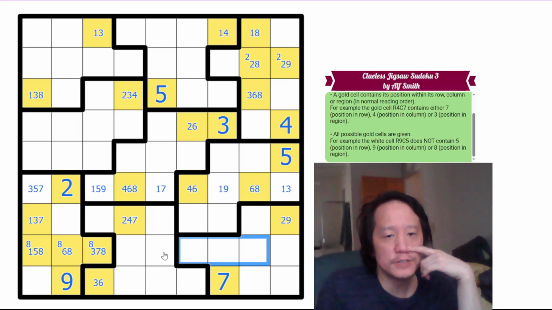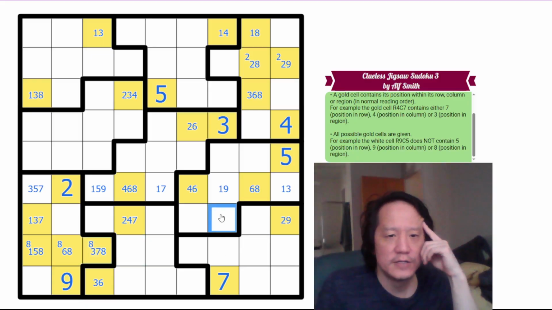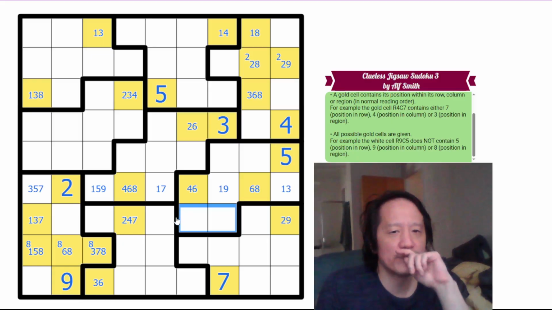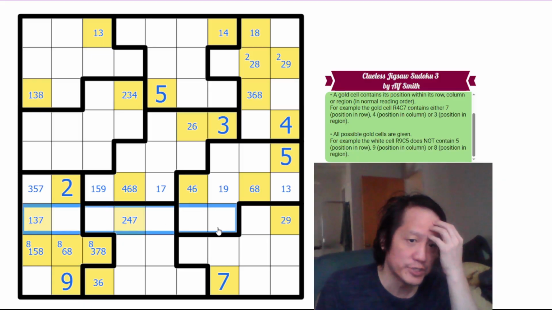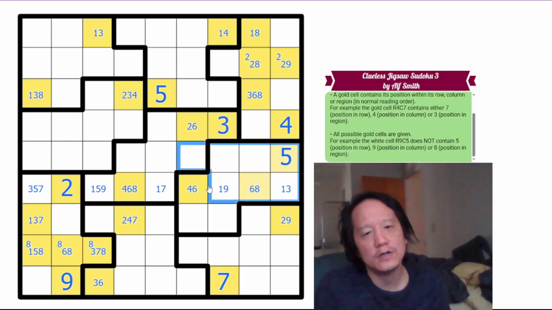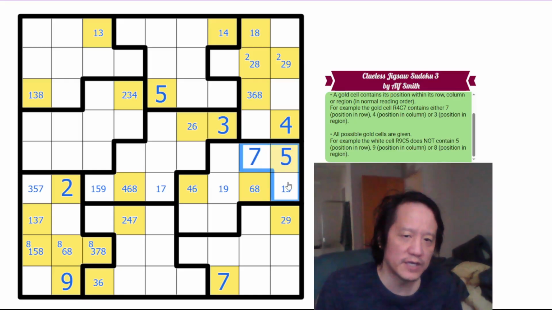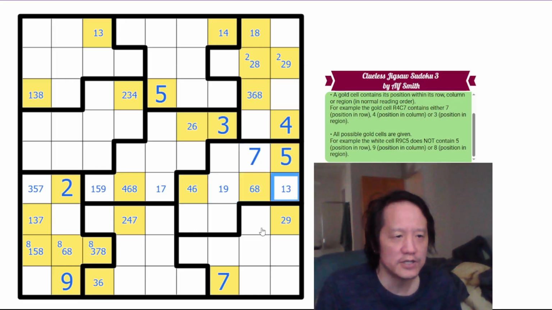Okay, where is the 7? Neither of these can be 7. Where's the 7 in region 6? Neither of these can be 7 because they're white cells, and this is row 7, so it would have to match. So 7 in region 6 cannot be here because of the 7 in the column, so this must be a 7 here. And this can't be 7 because it's the 7th cell in the region, and it's white. This is 7.